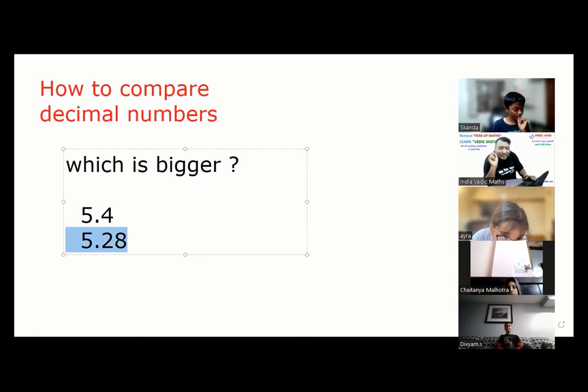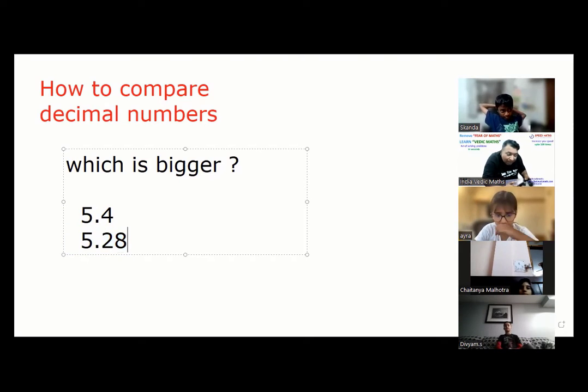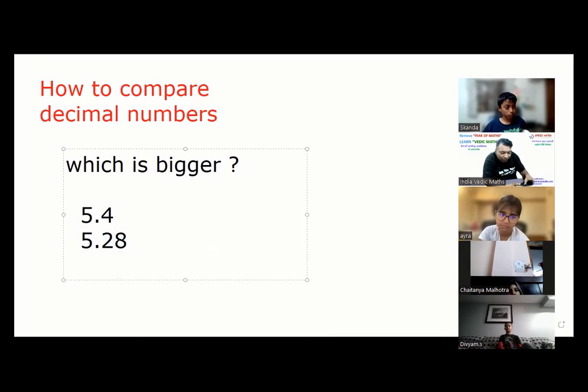The rule to read a decimal number is: the number after the decimal, you cannot say as a full number. You have to say each digit separately. You will say 5 point 2 8. You will not say 5 point twenty-eight. If I write 5 point this, you will not say 5 point one hundred five. You say 5 point 1 0 5.